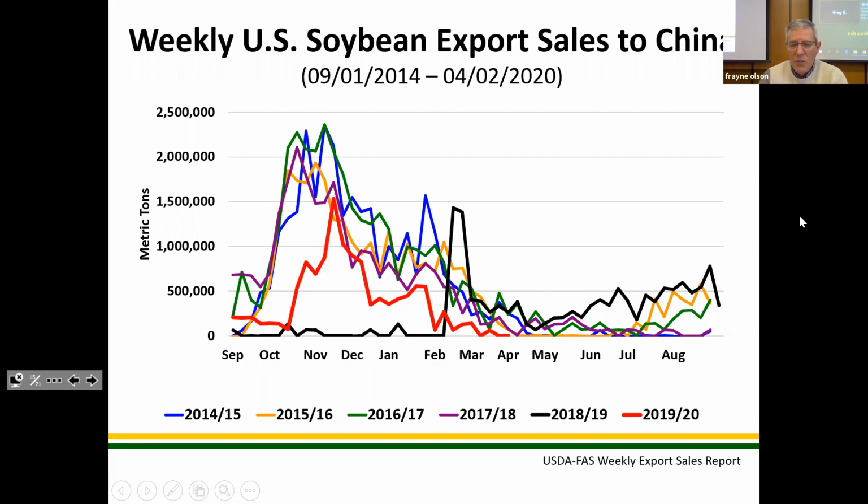Now, what's kind of interesting is the black line is what China purchased last year. And you notice that this marketing year, the red line, they went back to a much more typical pattern. The shape of that pattern is more common, but the levels are much, much lower. The question that everybody has on their mind is, when will China come back into the US market, and at what level will they start buying?